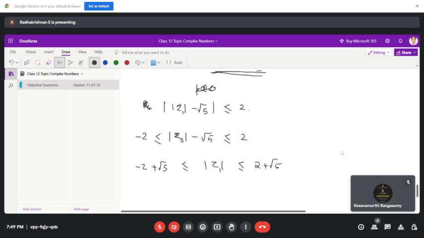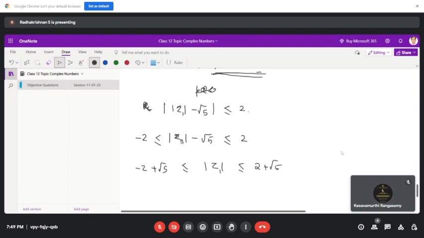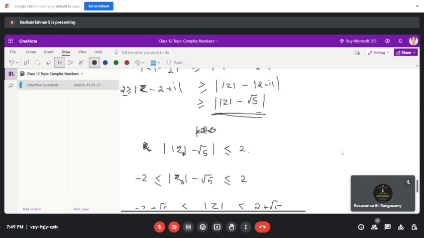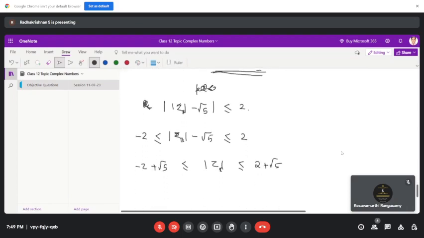Okay, very good. So what have they asked you? What is the greatest value of mod z, right? So that mod z will lie between this and this, which means this is the greatest value, right? Yes, sir.